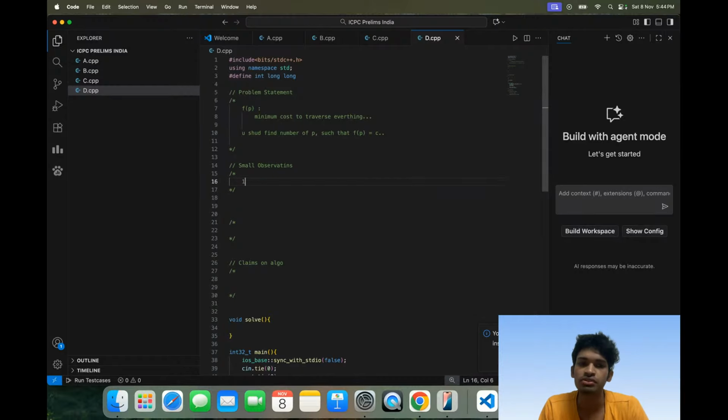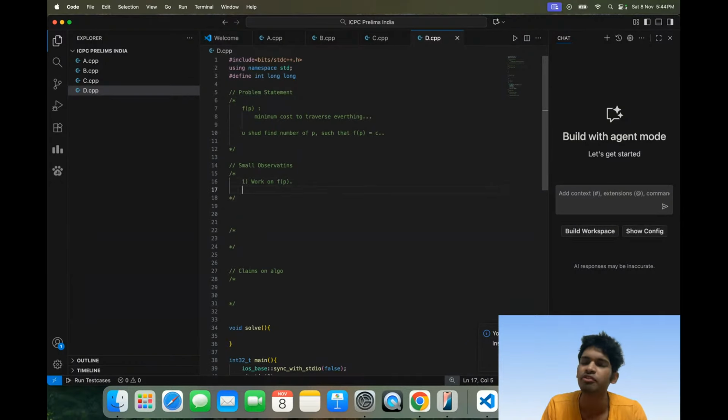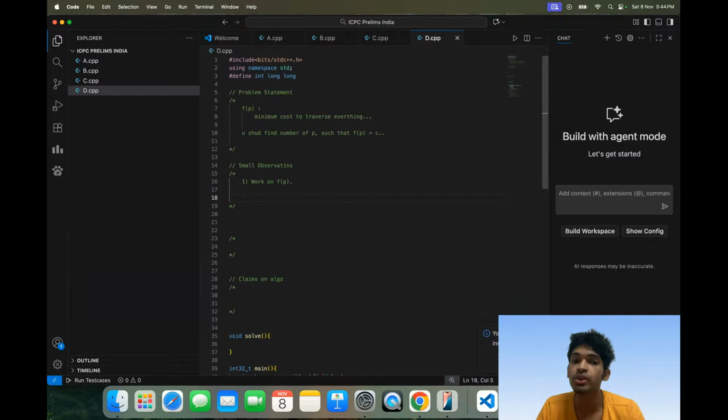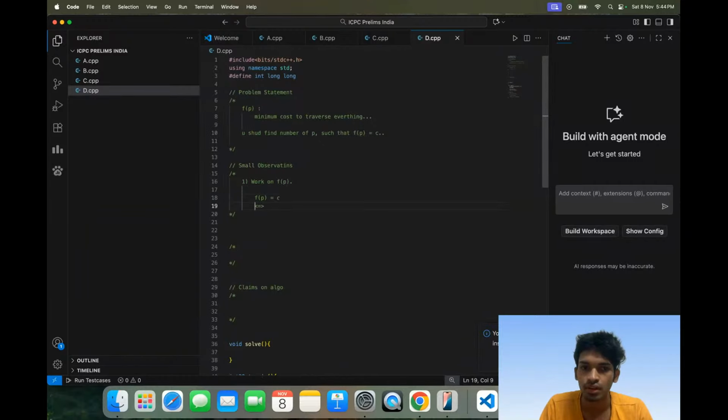So what is the first step you should do? Work on f of p. Okay, what is f of p? You have to work on that, and then think about how to compute. You have to make f of p equal to c, which implies some conditions. Then you compute such p, and then you will try to count them.